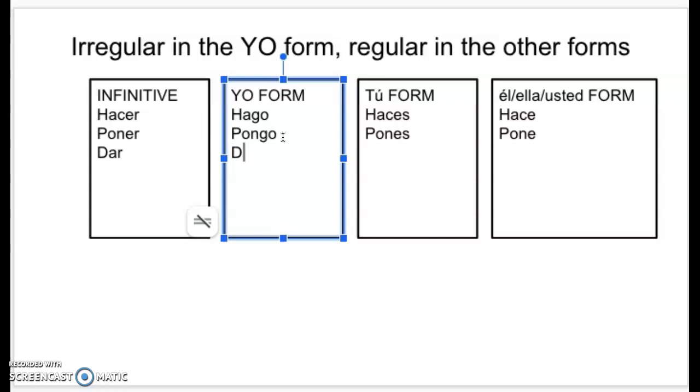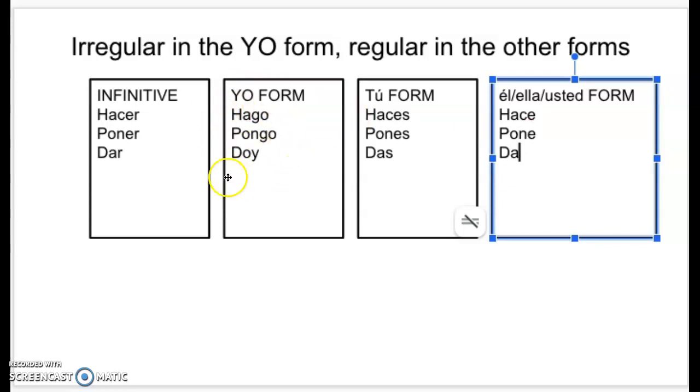And then dar, to give, or like to give the dog food, dar de comer al perro. Instead of taking the AR off and putting an O, we are going to add a Y, doy. But there's no Y in these other forms. It'll just be das, you give, or da, he or she, or you formal give. And so that's the irregular.